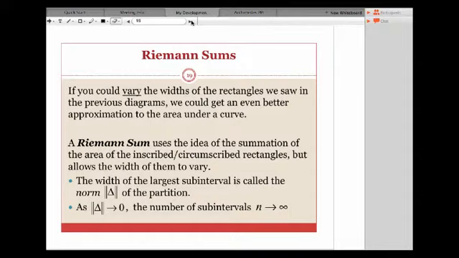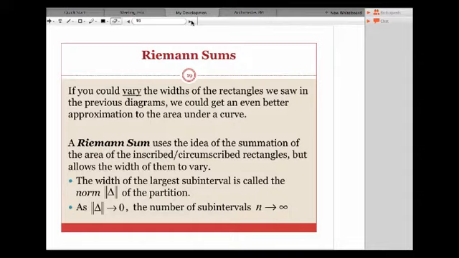So if you take a look at the rectangles we did before, they were all the same width. You can even take a peek at your calculator again, and you'll notice they are all the same width. Of the rectangles, they're all identical. So the question arises: couldn't we maybe get a better approximation if instead of having those rectangles all be the same width, we could vary the width?